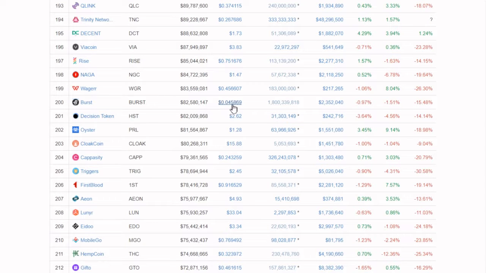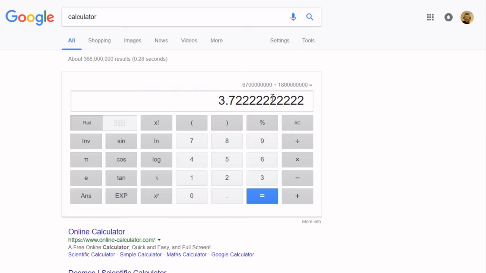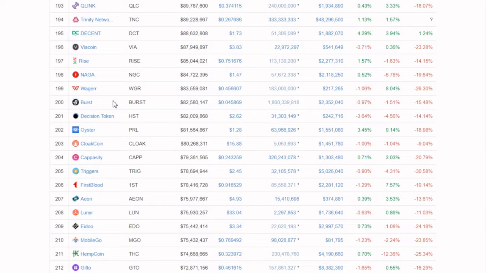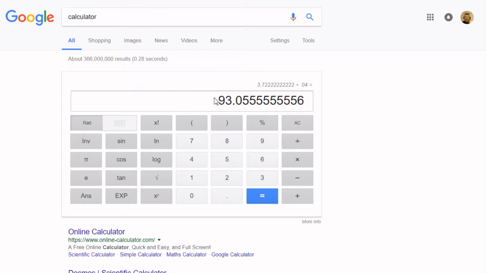Now, $3.72 from 4 cents, huge gains. Obviously, what is that? 93 times gains. So if you were to put $1,000 in that one, and again, I've just picked a random coin. I'm not saying it's going to go up to IOTA's levels, but if it did, it'd be 93 times your money. So $1,000 equals $93,000.